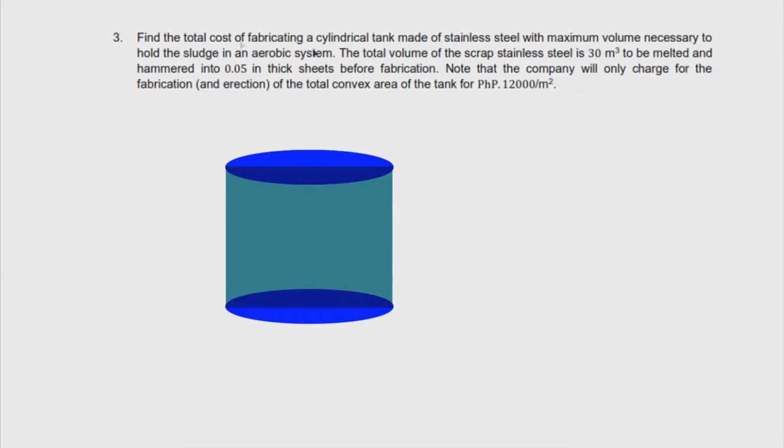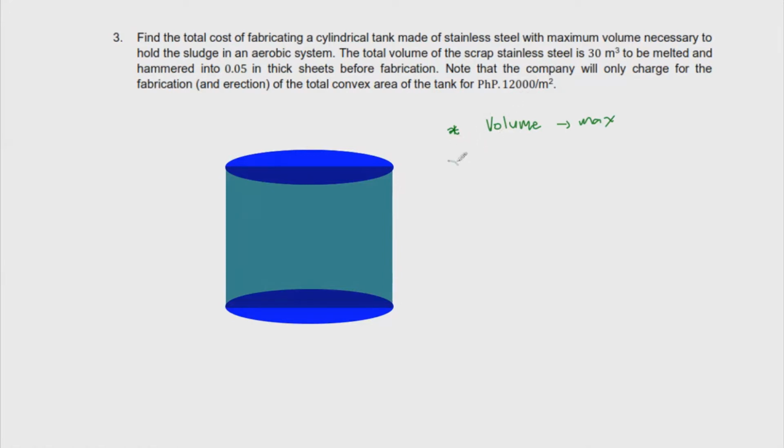This cylindrical tank, this is not actually the color, but I'm just assuming, just to give the lighter shade and the darker shade. This cylindrical tank is made up of stainless steel, and we need to maximize the volume to hold the sludge. So we should be noting that the volume needs to be maximized, and it will hold a sludge in an aerobic system.